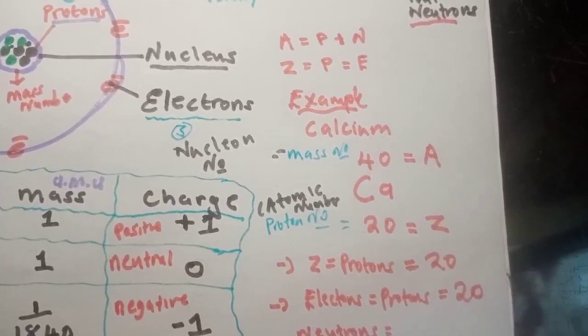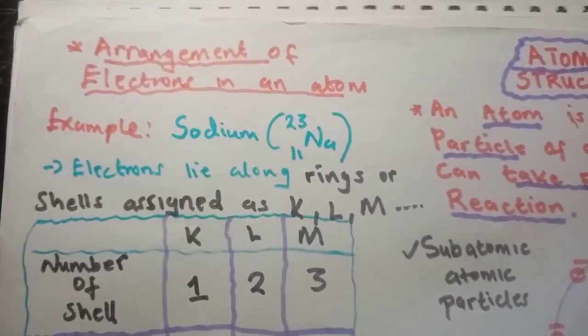Okay, so now that we've learned about this, I want you to go on your periodic tables and just remind yourself of different types of elements on the periodic table. The number on top is the mass number, the number down is the proton number. Okay, so let's look at something else. Arrangement of electrons in an atom.